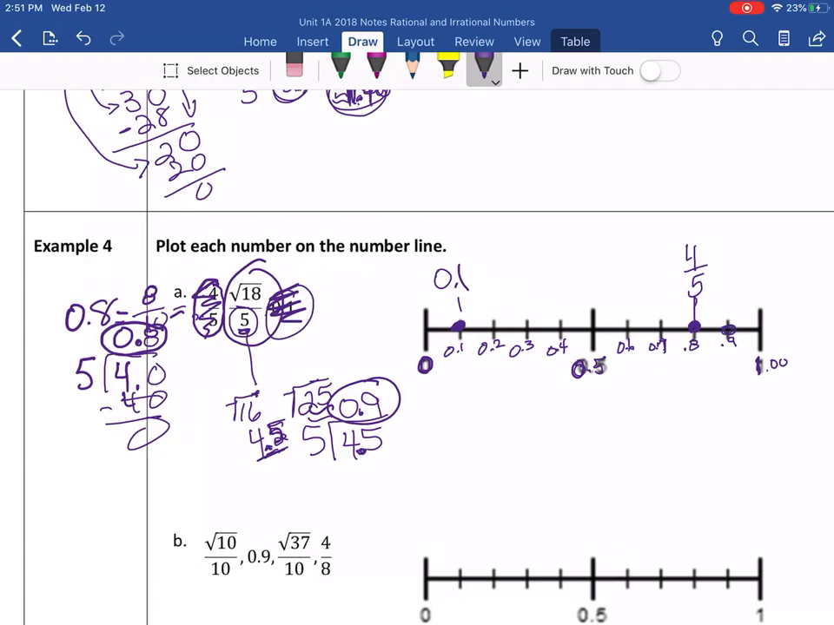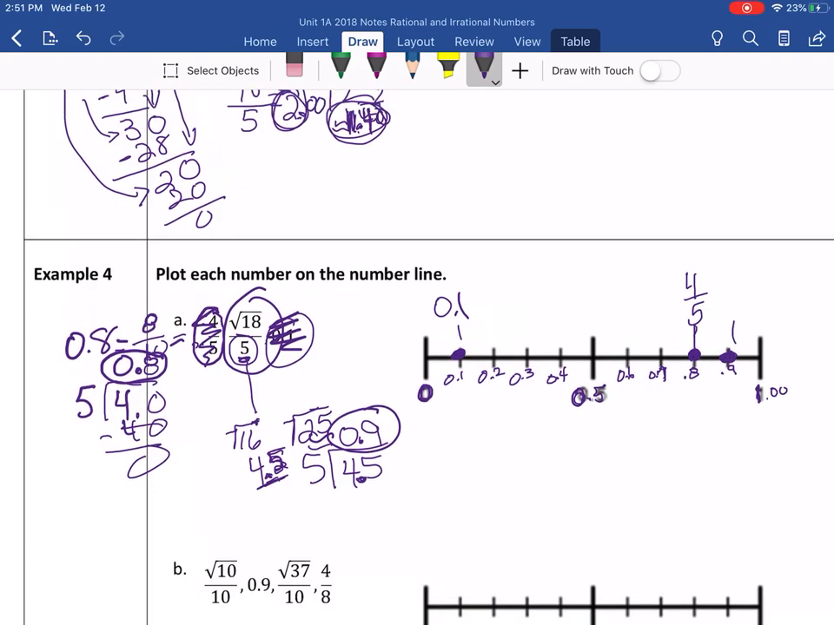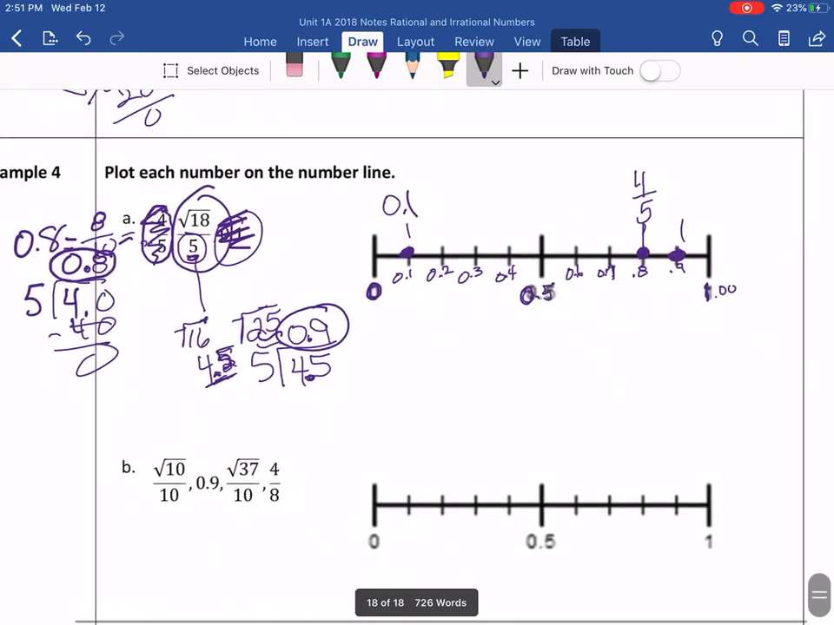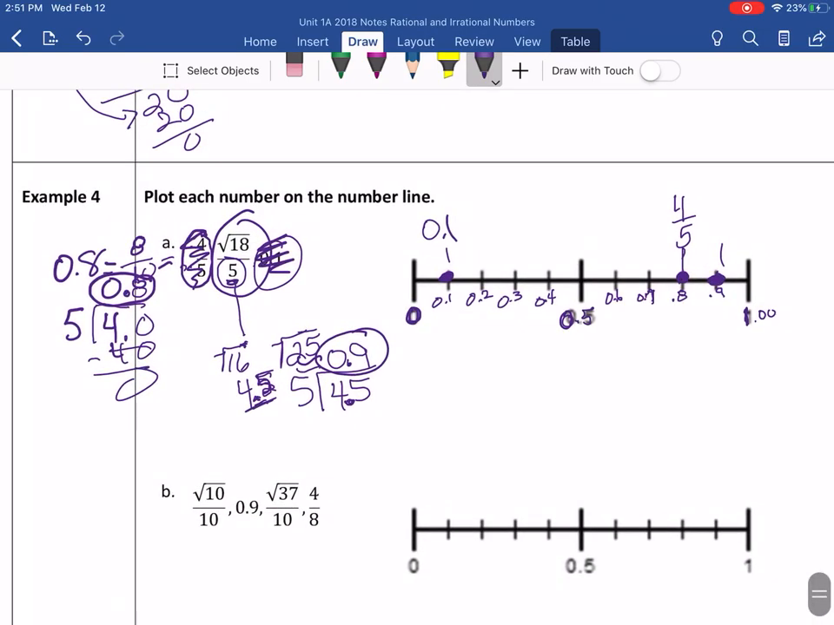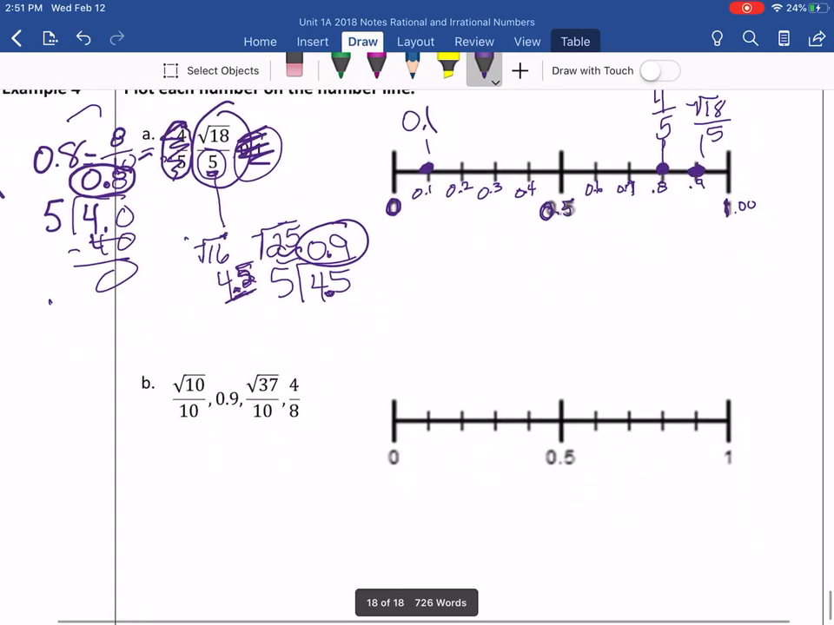So let's put here 0.9, put our point here, and that is approximately where our square root of 18 over 5 will go. And that is done. And that's okay. If you need to show your chicken scratch off to the side here, that's good. I like to see your work. No need to go erasing all that because you're not allowed to use the calculator. It's good for me to see that.